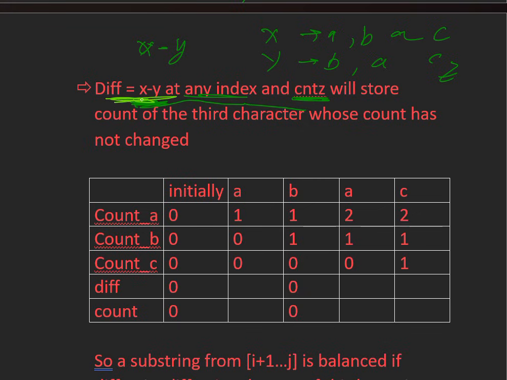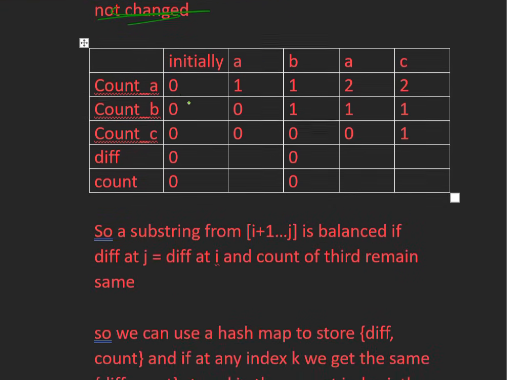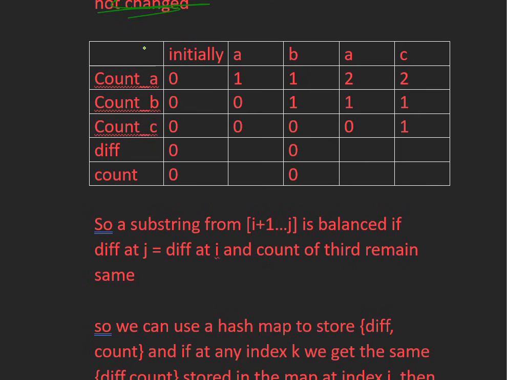So difference is equal to x minus y at an index, and count of z will store the count of the third character which is not added, meaning whose count hasn't been changed. So let's see an example to understand it more clearly. We are given a string a b a a c, right?